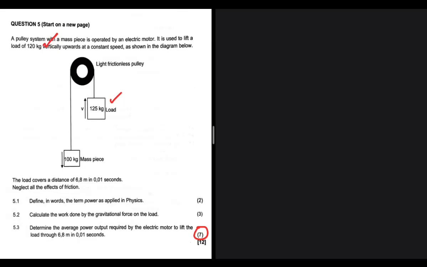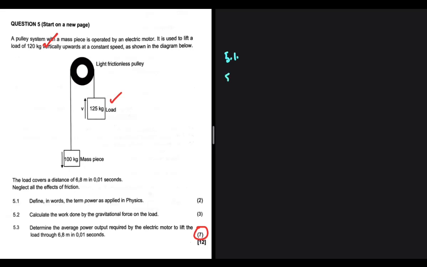Okay, cool. Vertically upwards at a constant speed, as shown in the diagram below. So they're moving at a constant speed. The load covers a distance of 6.8 meters in 0.01 seconds. Neglect all effects of friction. The first question, 5.1, define in words the term power as applied in physics. That is the rate at which work is done. Power is the rate at which work is done.